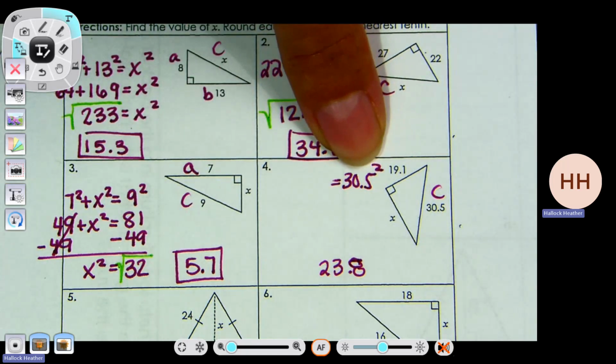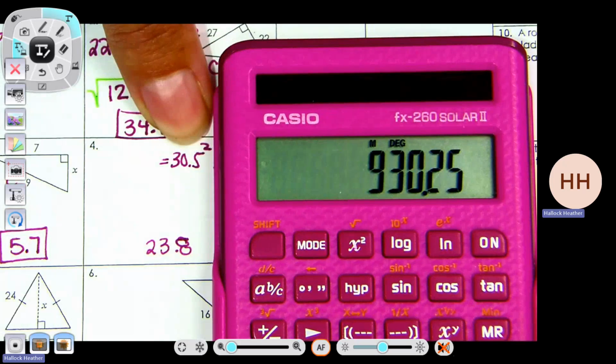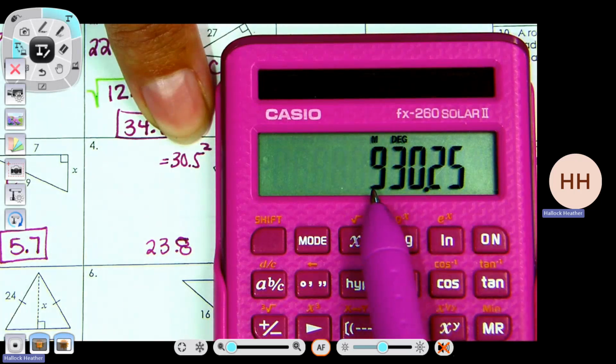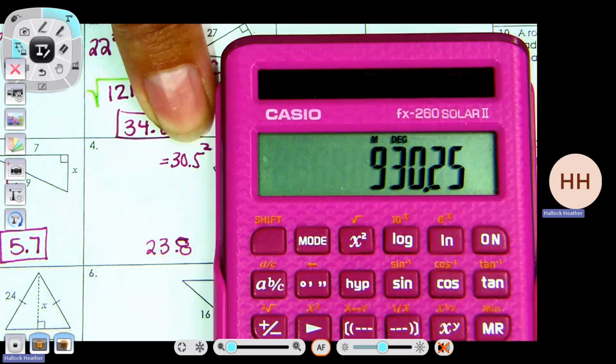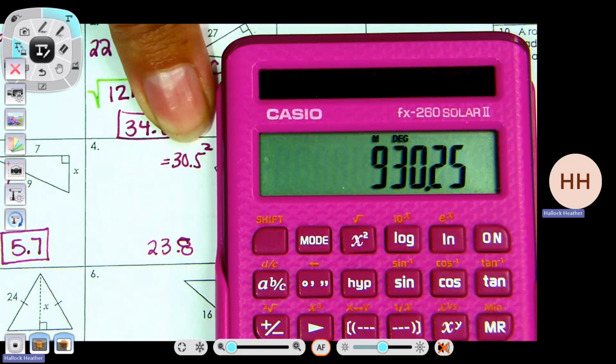Now if your decimal is slightly off for some reason, it may be because of how you put this into the calculator. If you do this and then you put 930.3 because you're rounding to the tenth, and then you round the other decimal to the tenth, and then you subtract it, and then you round again when you take the square root of that, you've just rounded 3 times in one problem. So now your answer might slightly be off.